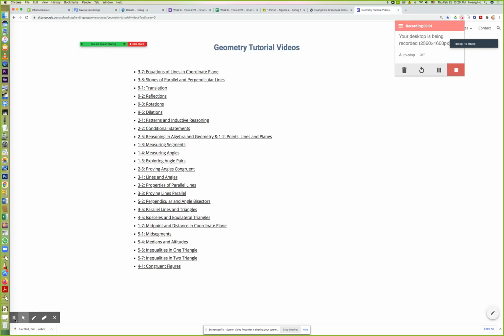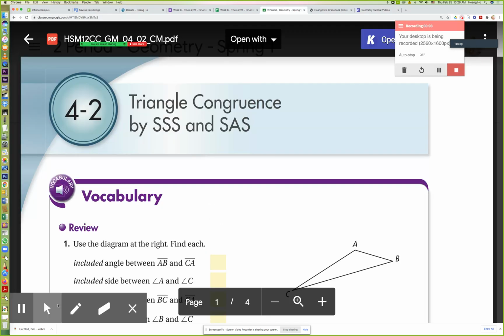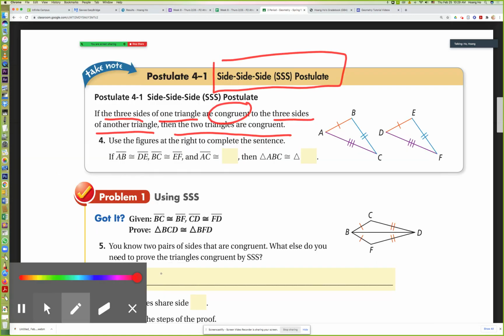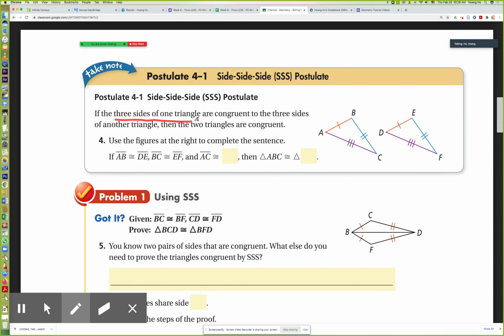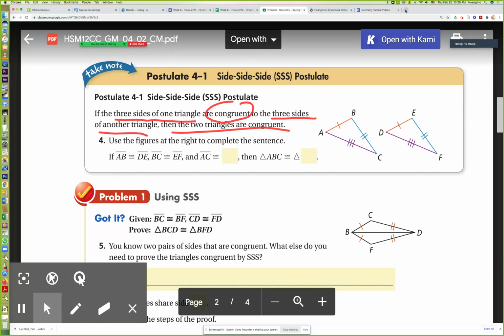3-A is right here. Need that much. Okay. So let me repeat one more time over here. Side postulate. Okay. If three sides of one triangle are congruent to three sides of another triangle, then the two triangles are congruent. Okay. So let's find the interactive of that.